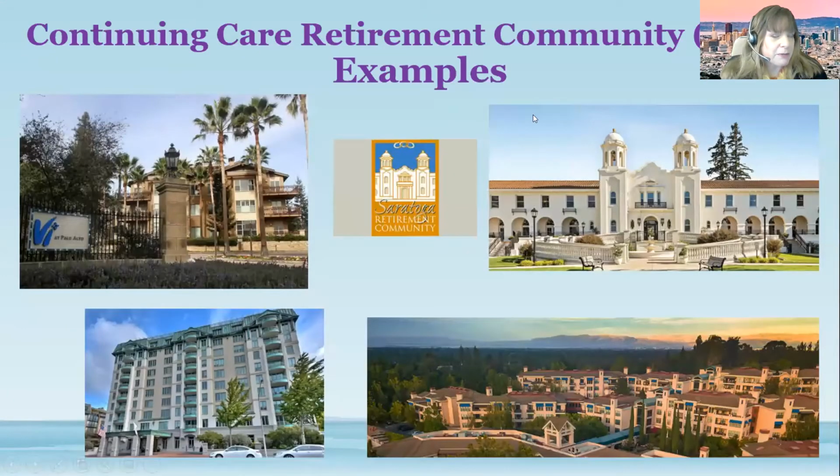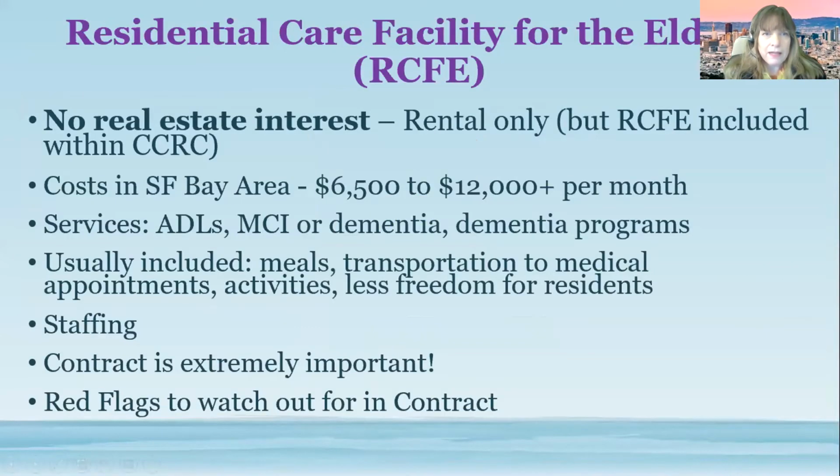Then here are some examples. So I've got the V in Palo Alto. Many of you may remember the Oddfellows home in Saratoga. Now it is Saratoga Retirement Community, but the three links still show the connection to the Oddfellows. This is Rancho San Antonio down here. And then I put a picture of the Stratford. So you can see that the kinds of units are houses, cottages, typical things that look more like condominiums, what you mostly will see.